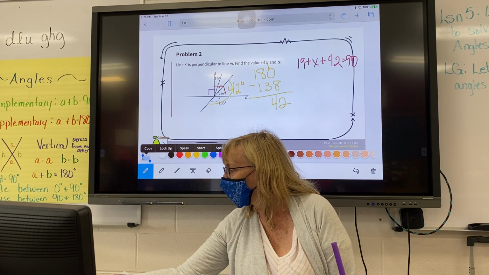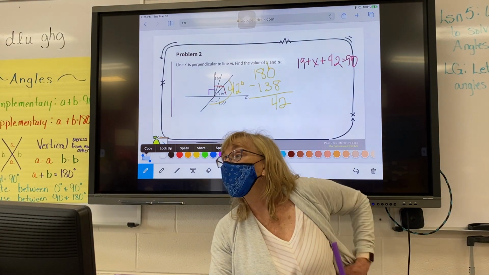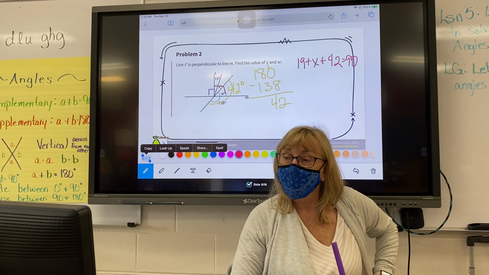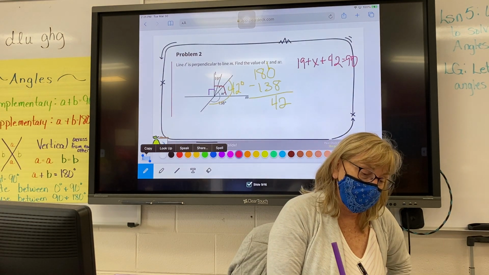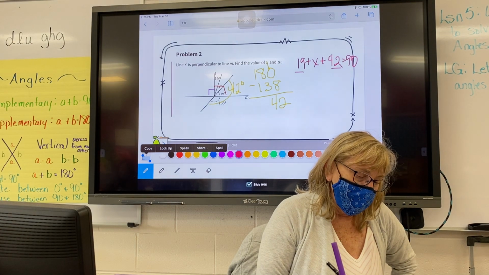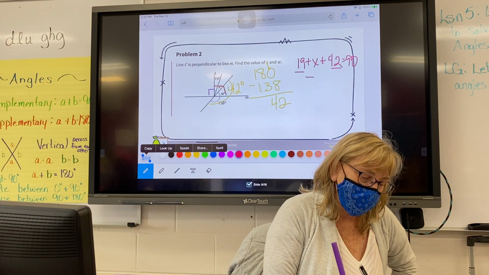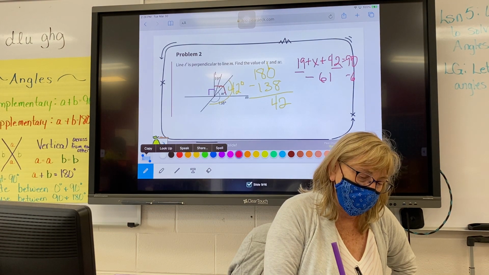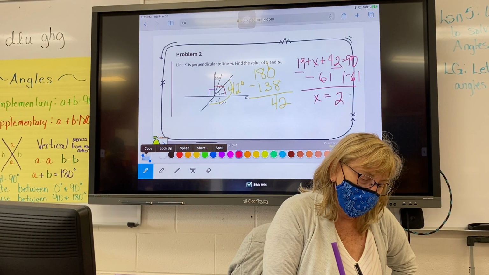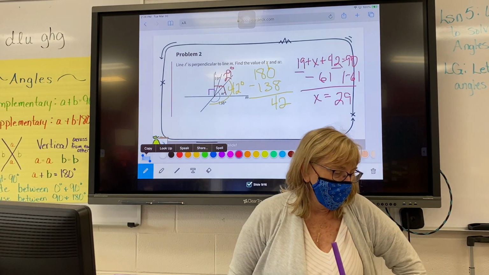Okay? So what did you get for W? W is 42. X is 29. Okay. What we get for X is 29. Okay, so if we combine these two, that gives us 61. Is that right? Yeah. So if I subtract 61 on this side and subtract 61 on this side, I get x equals 29. So that little angle right there is 29 degrees.